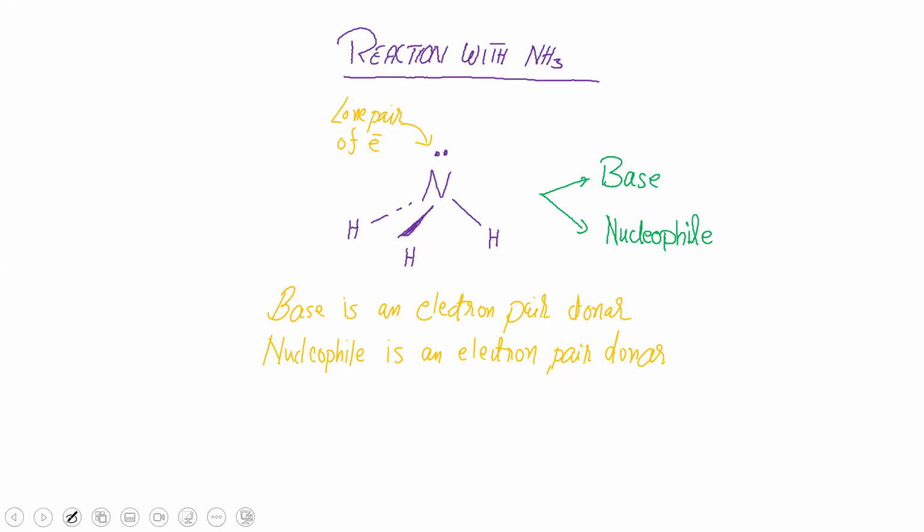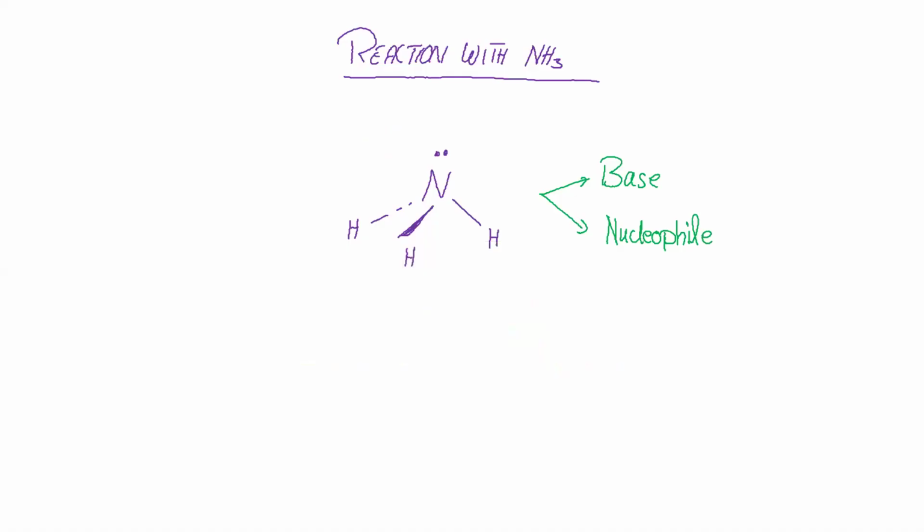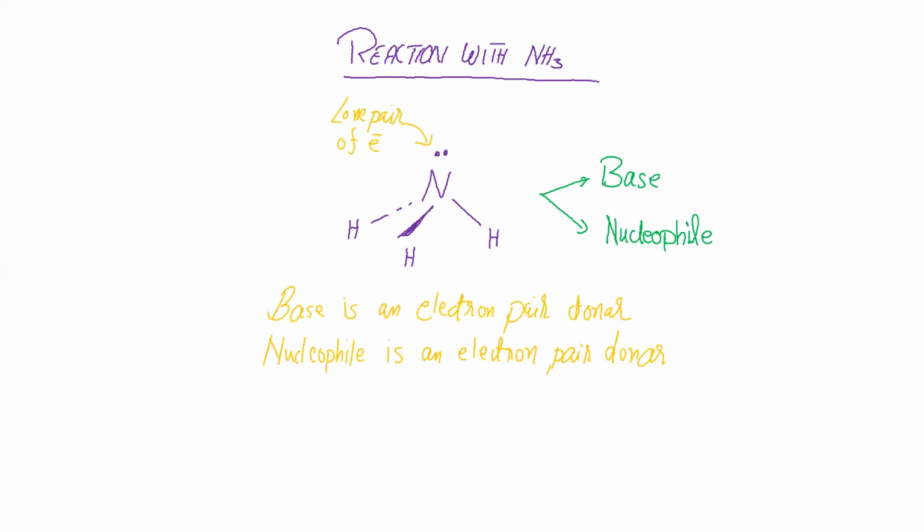So now quickly recall, we are starting reactions with ammonia. In ammonia, nitrogen has a lone pair. Due to the presence of a donatable lone pair, ammonia is a base as well as a nucleophile. So ammonia has a double character. Ammonia can behave like a base, and ammonia can also behave like a nucleophile.